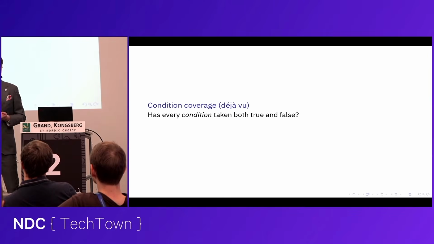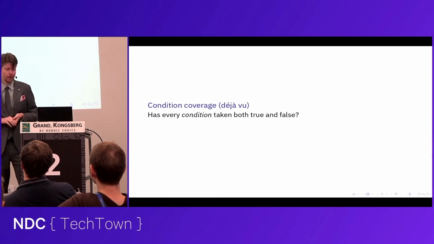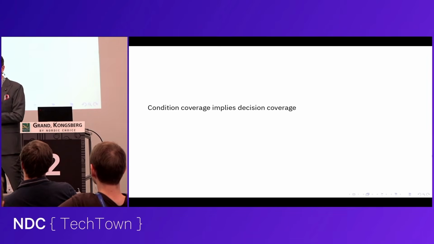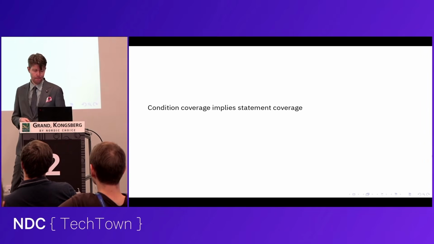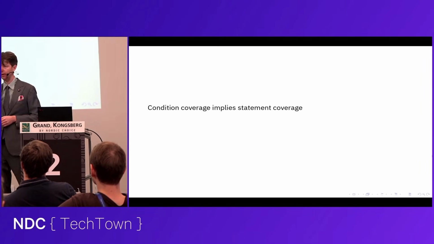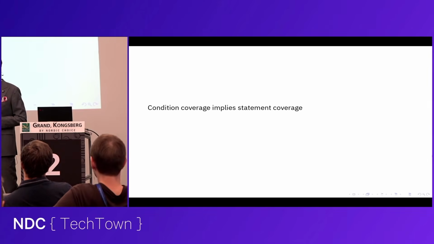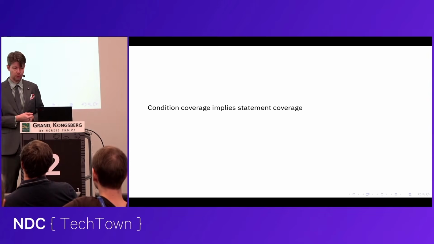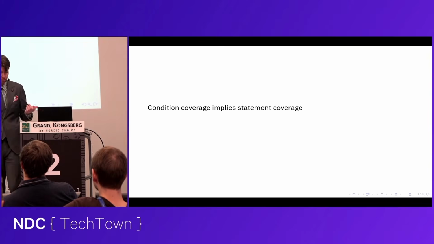So let's go back to condition coverage for a second. This is a bit of a deja vu. The condition coverage question posed is, has every condition taken on both true and false? Well, condition coverage implies decision coverage, because if you exercised every term to true and false, then obviously you have exercised every then and else, right? Condition coverage also implies statement coverage, because if there's a statement in your program, it has to, because of syntax, be reachable somehow, and in order to get there you might need to go through a condition or not. But then if you have full condition coverage, you have to exercise every statement.